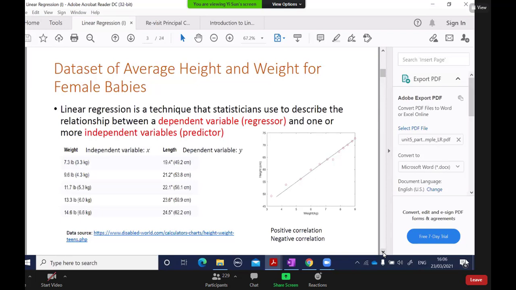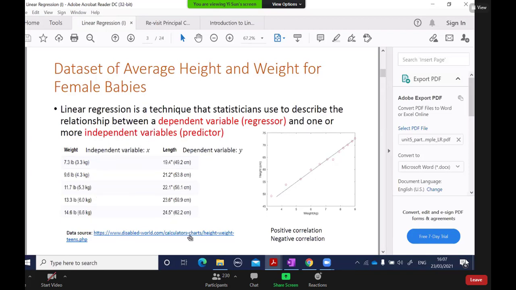Okay, so let's have a look at some terminologies here. Linear regression is a technique that statisticians use to describe the relationship between a dependent variable, also called the regressand, and one or more independent variables. They are also called predictors.